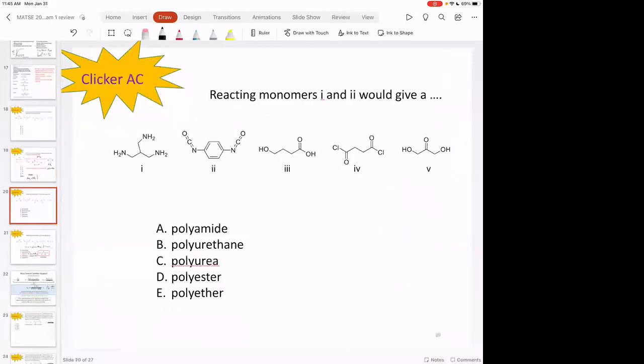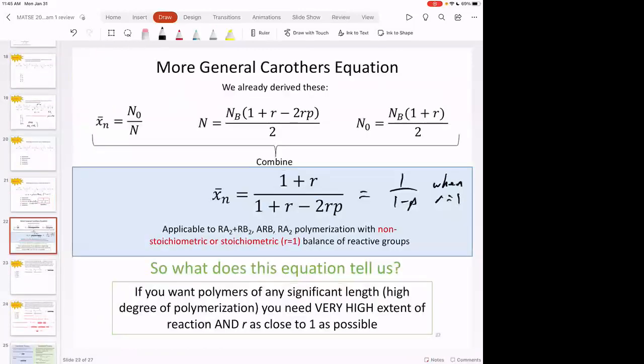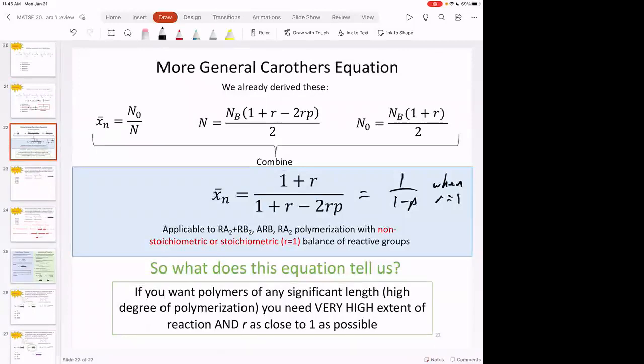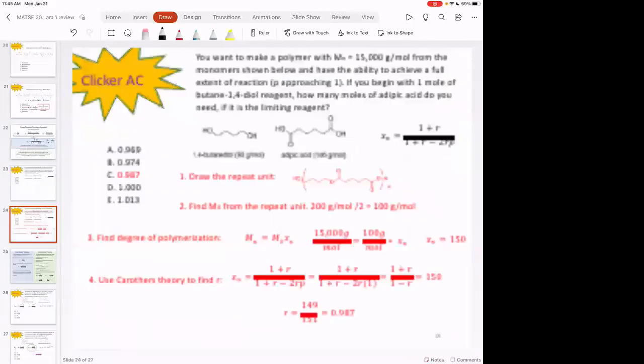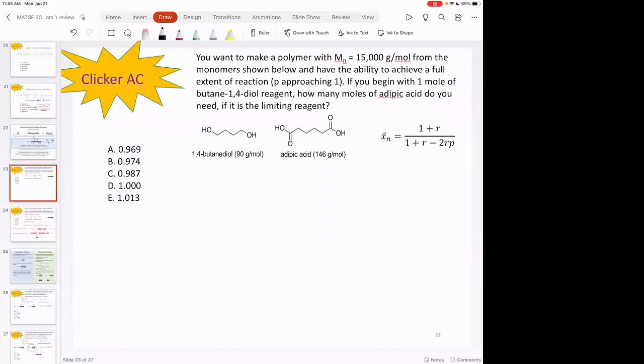Let's see, do we have any other good ones here? No, okay, we have the Carothers equation. Let's run through this one as our last clicker question. Then we're going to talk about statistical Carothers theory in a second. So you want to make a polymer with Mn of 15,000 grams per mole. Okay, the polymer length, yes. Oh, sorry. Now you can't read anything. Yeah, I got you. Let me put it down here.